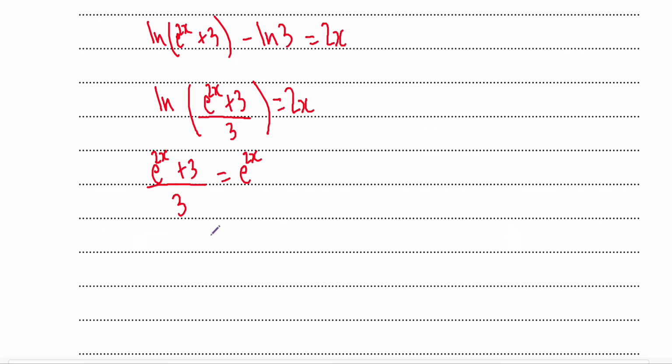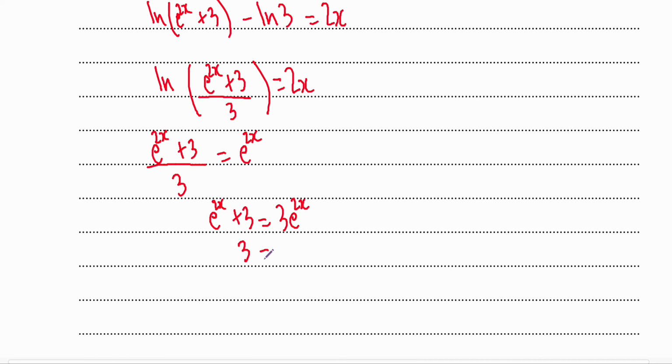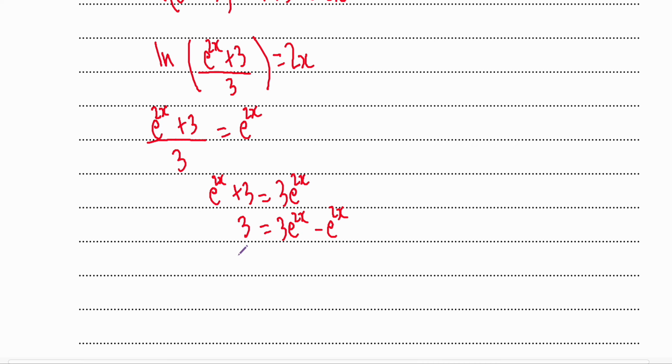Okay, now we can multiply by 3 on both sides. So we have e^(2x) + 3 = 3e^(2x). Then we can bring this e^(2x) to the other side. So we have 3 = 3e^(2x) - e^(2x). So now we have 3 = 2e^(2x), because 3 minus 1 is 2. Divide by 2 on both sides, so we have 3/2 = e^(2x). And then from now it's very simple.